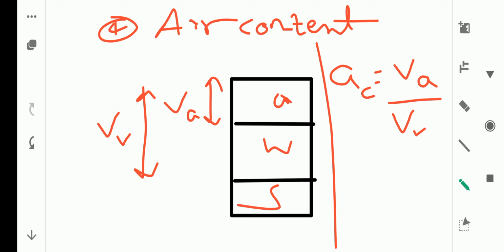So here also it is possible that the soil is fully saturated and there is no air in the soil. In that case, air content will be 0. And if the soil is completely dry, there is not a single drop of water in the soil, in that case volume of air will be equal to volume of voids, and hence AC will be equal to 1, right? So it can be 0 to 1 or 0 to 100%, right?